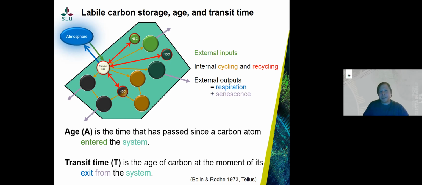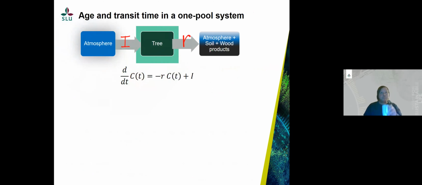Both age and transit time in this way are defined for a single carbon atom. This means that if we are looking at a whole bunch, a huge amount of carbon atoms, we get some age and transit time distributions. Let's try to get a first grasp on age and transit time distributions. Imagine we are having a simple model where our tree is modeled by one single pool. We can describe this model by a single ordinary differential equation, which is shown here.